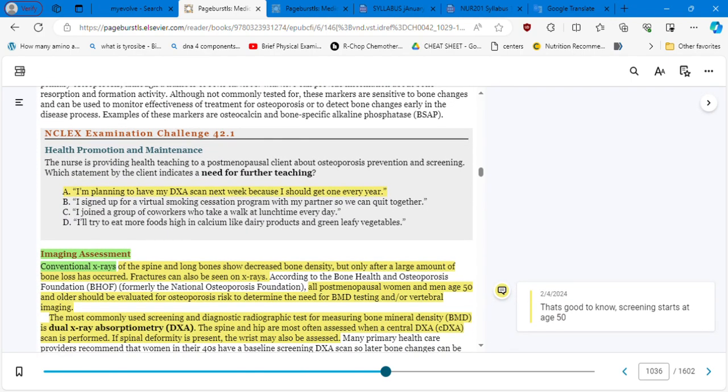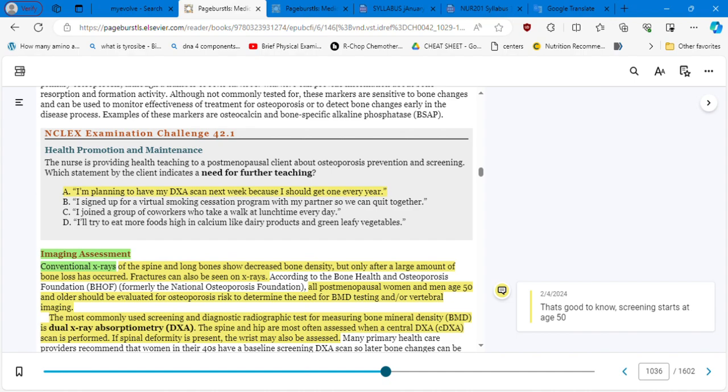The nurse is providing health teaching to a postmenopausal client about osteoporosis prevention and screening. Which statement by the client indicates the need for further teaching? I'll try to eat more food high in calcium, like dairy products. That's good. I join a group of co-workers who take a walk at lunchtime. That's excellent.